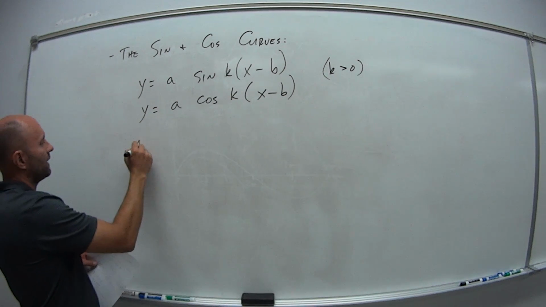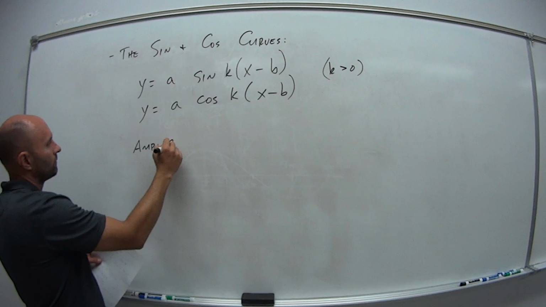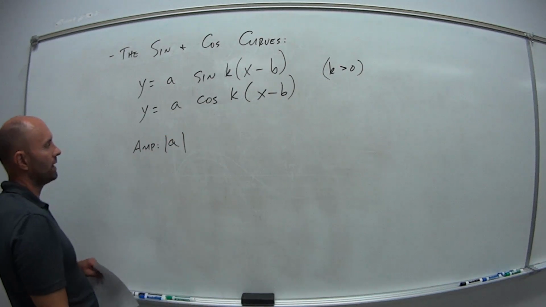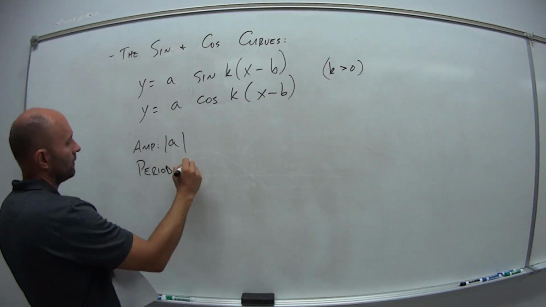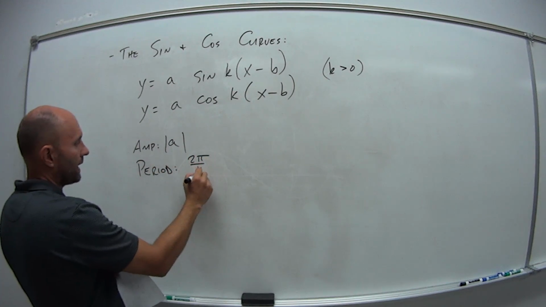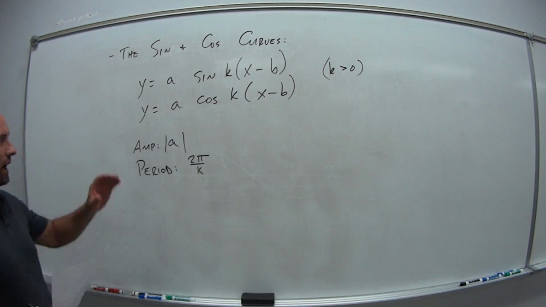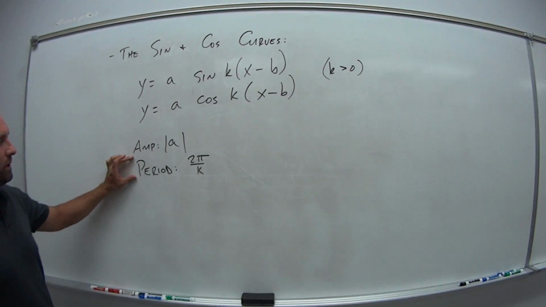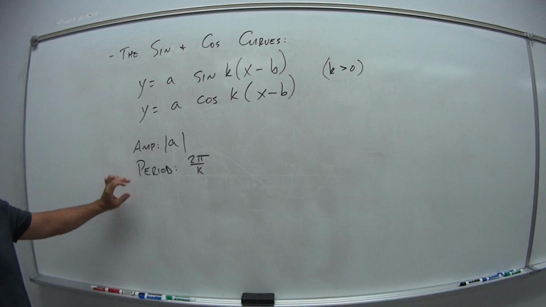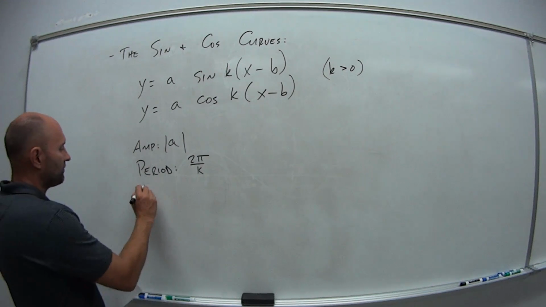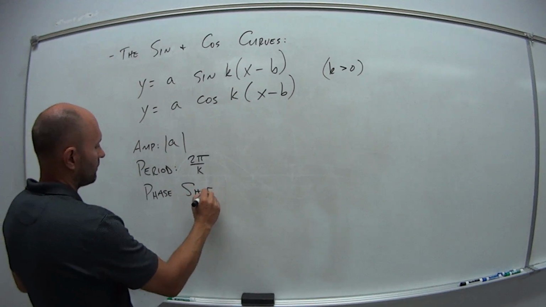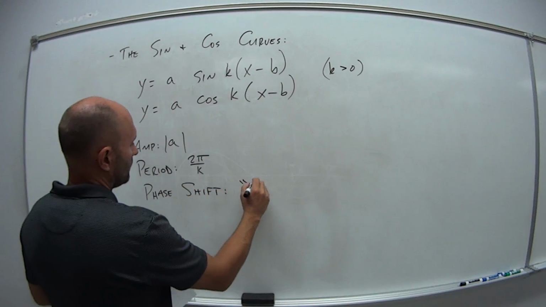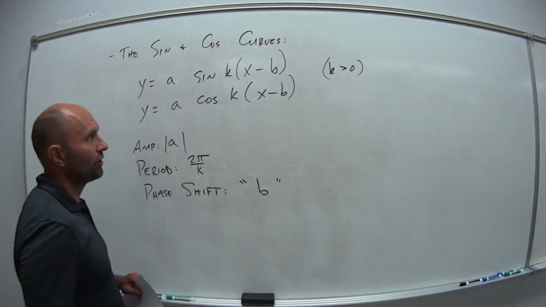So these all have amplitude a, or absolute value of a, and period of 2 pi over k. So that hasn't changed. Our amplitude is still figured out the same way. Period is still figured out the same way. But it has a phase shift of just b.